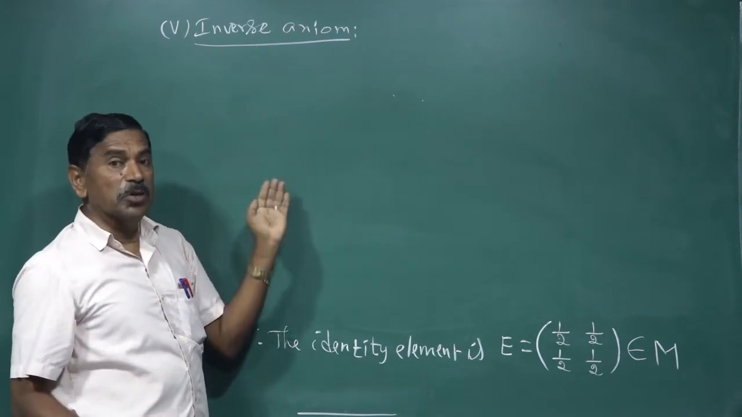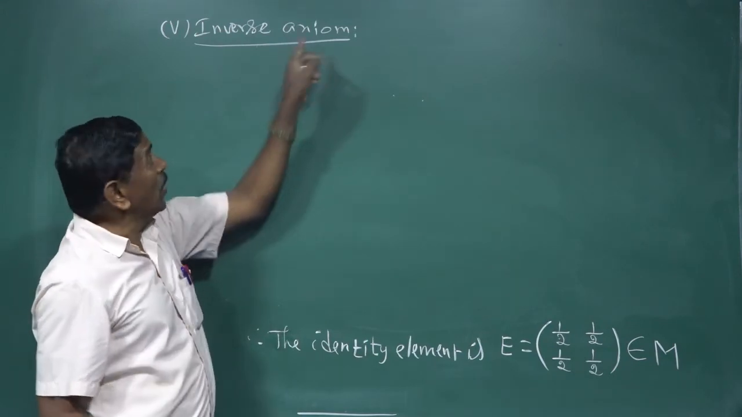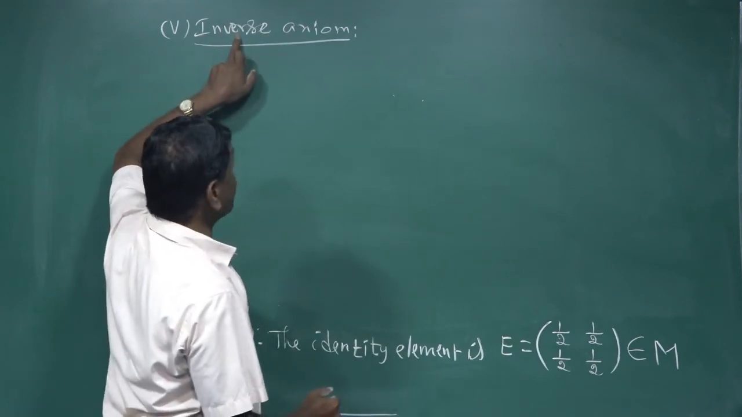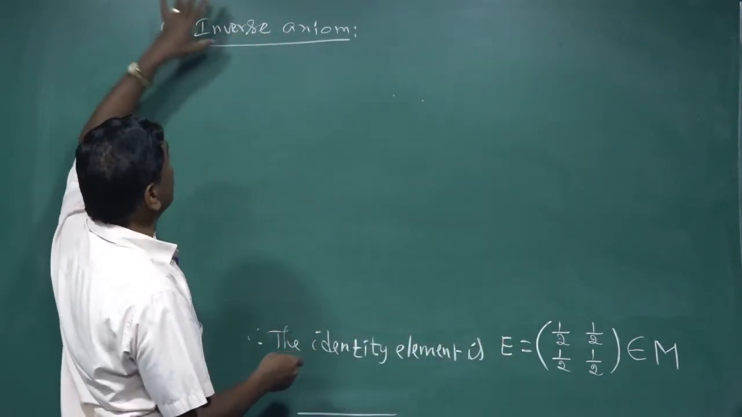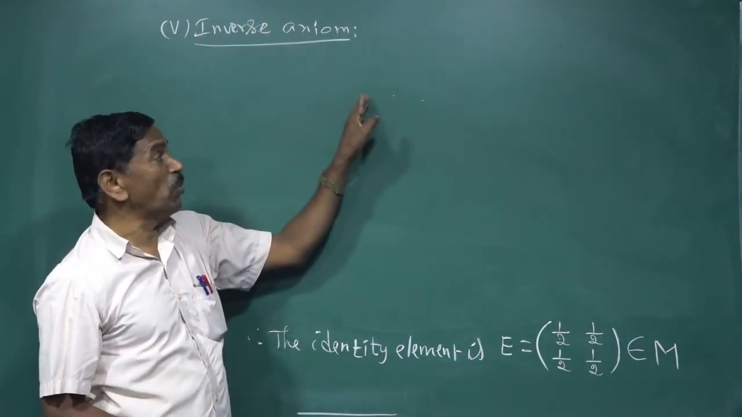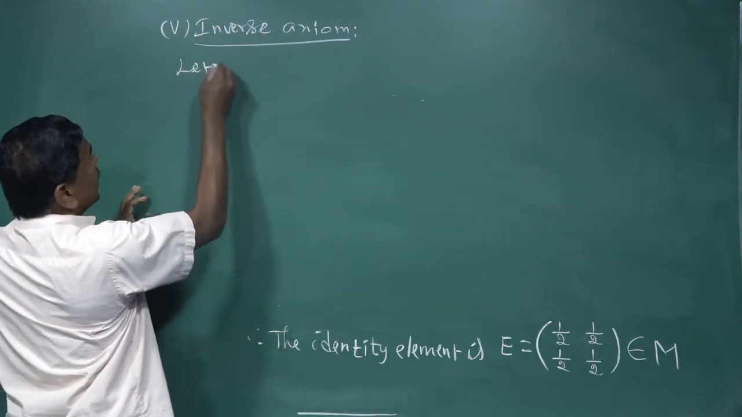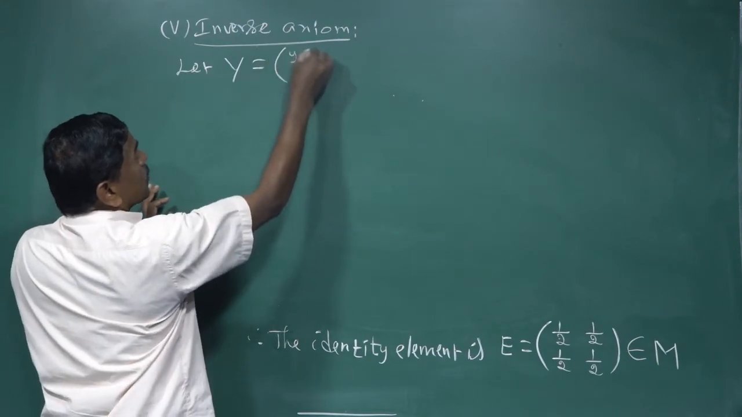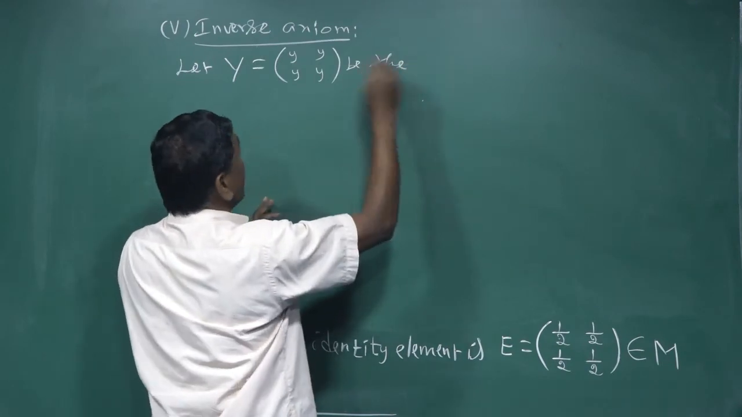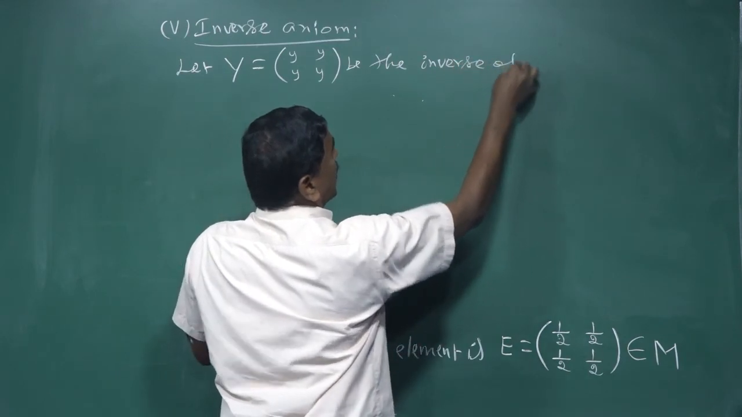Listen, the identity axiom gives the same element as the answer. That is, x times E is equal to x. Now the inverse property gives the identity as the answer. That is important. So let capital Y, equal to the matrix with entries small y, small y, small y, small y, be the inverse of capital X.